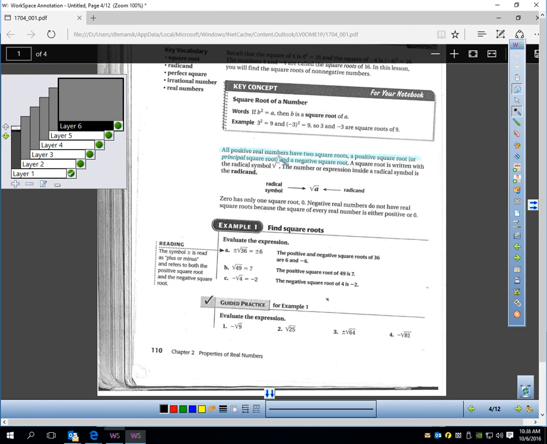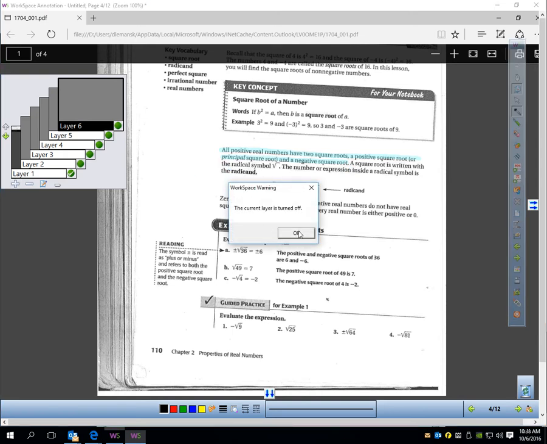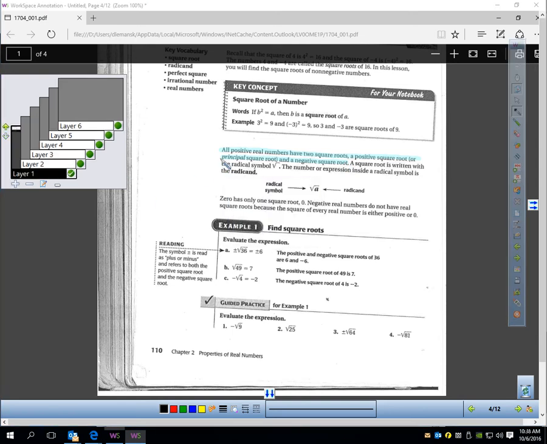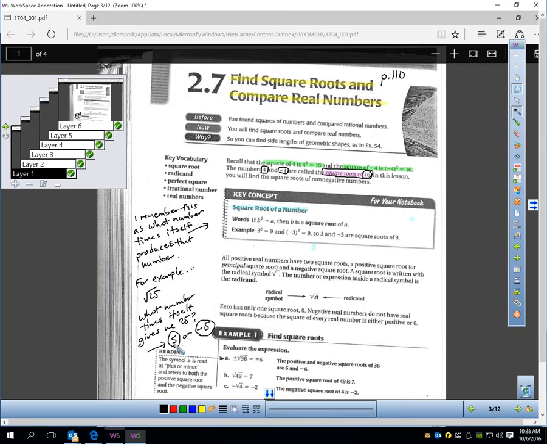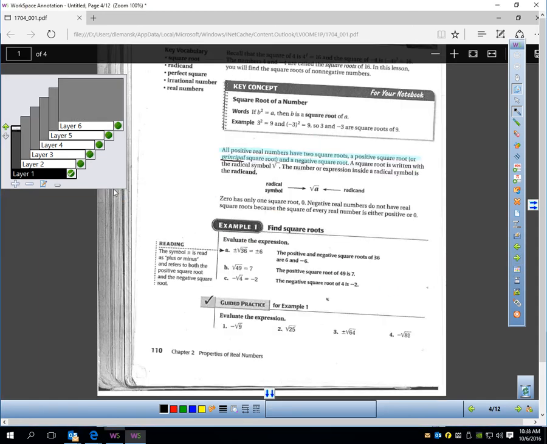All positive real numbers have two square roots. A positive square root, which is also called the principal square root. I would probably get that in your notes. The principal square root is the positive square root, and a negative square root. In my previous example, the square root of 25, the principal square root would be 5, and the other square root would be negative 5.